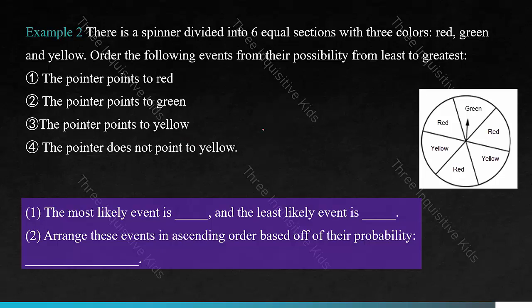So what is the most likely event? The most likely event would be 4. It's talking about the pointer landing on all these other 4 sections. The least likely event is 2, because there is only one single green section. And when you arrange all these events in ascending order, it would be 2, 3, 1, and 4.